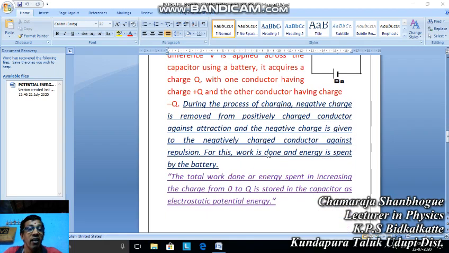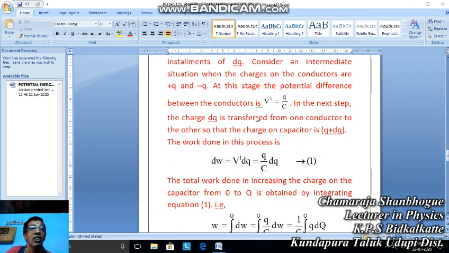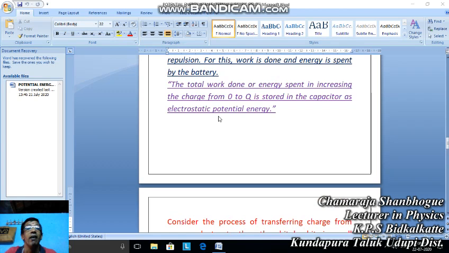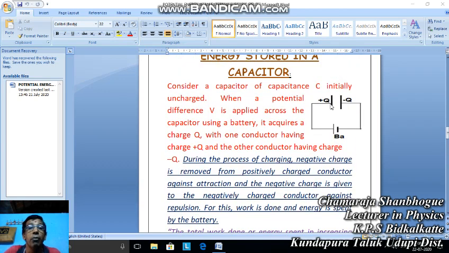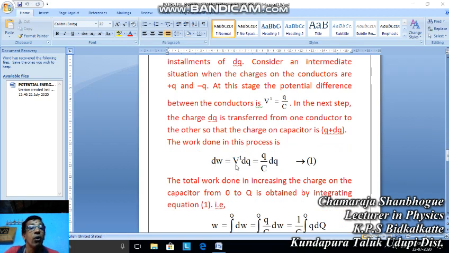For that, we consider an intermediate situation. That means an initially uncharged capacitor is connected to a battery. At a certain instant of time, let small q be the charge stored in the capacitor. If you add a small amount of dq charge, which is removed from the positive plate and added to the negative plate, how much work is done? That is to be calculated in the beginning. For that, we make use of dW equals V' into dq, where V' is the potential difference between the two plates.